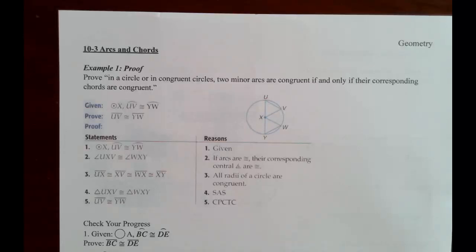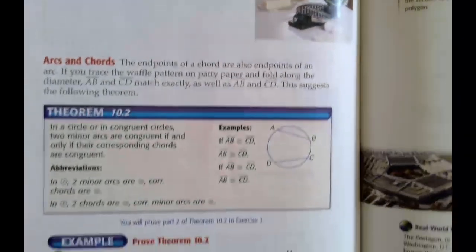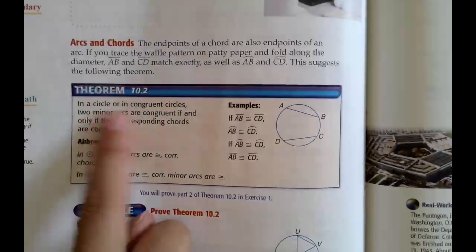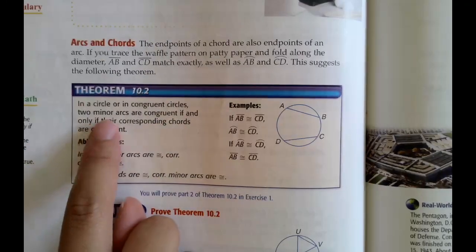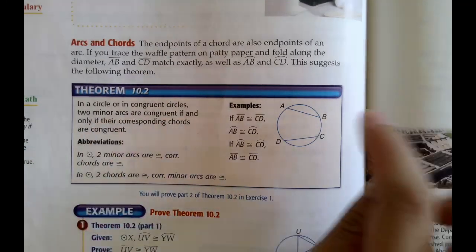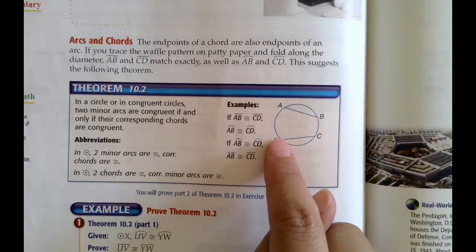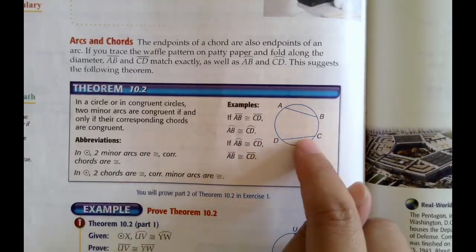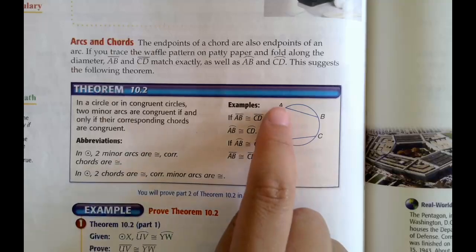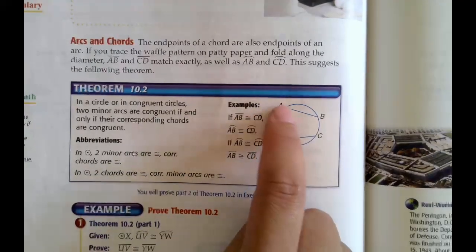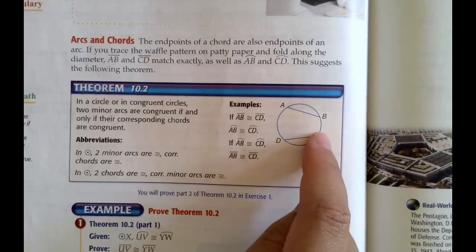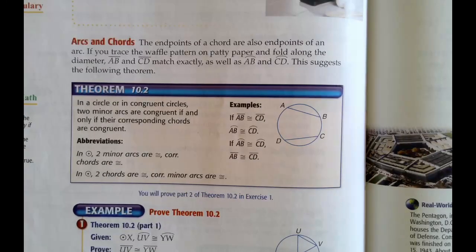Hi guys, so today we're going to be continuing to learn about circles, specifically arcs and chords. Before we get started, let's talk about one of our theorems in regards to arcs and chords. In a circle, or in congruent circles, if there are two minor arcs that are congruent, for example here arc AB is congruent to arc DC, then we know that the corresponding chords, the line connecting AB and the line connecting DC, are also congruent.